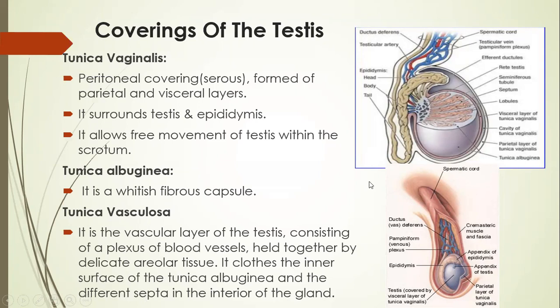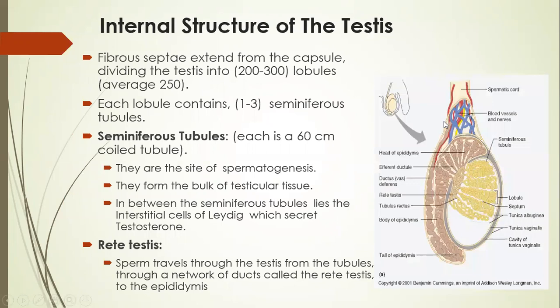So these are the three layers: the tunica vaginalis, albuginea, and vasculosa. Here you can see the outermost covering. This is the skin. Deep to that, you can see the two layers here. Then we have the dartos muscle, and the parietal layer as well as the visceral layer of the tunica vaginalis. Deep to that, when we cut, we can see the tunica albuginea as well as the tunica vasculosa.